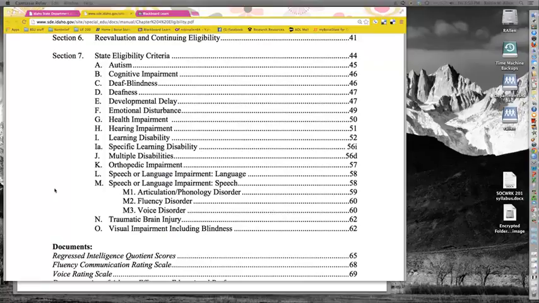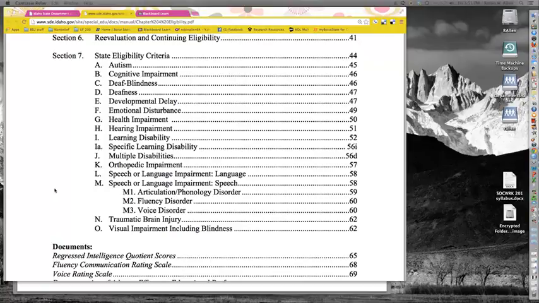And also, it needs to be determined according to the state of Idaho. You have to meet the state's eligibility requirements of these specific criteria, from autism through visual impairment, including blindness, and special education will benefit that child's learning. So those are the qualifications that students have to meet.